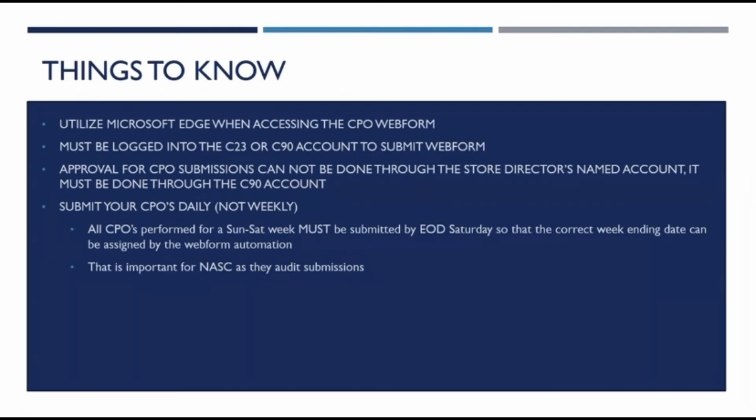Currently, you can go and submit cash payouts on Sunday for the previous week, but with this new web form, because it populates an automatic date on the web form, you have to do it by end of day Saturday so that it has the correct date. That's really important for NASC as they go through and audit and balance all of those cash paid out submissions.